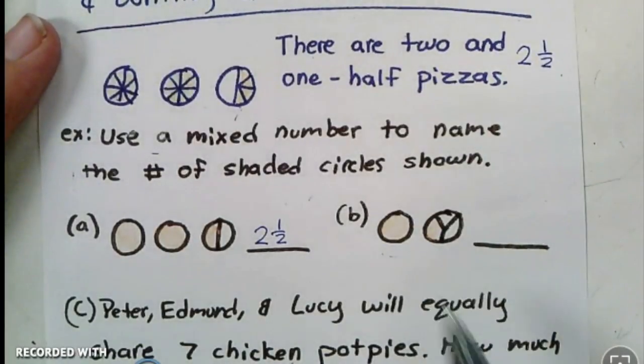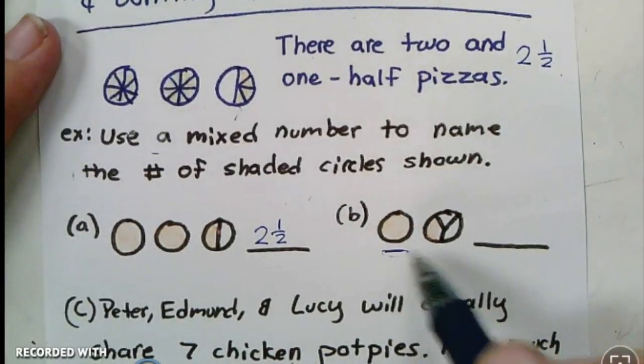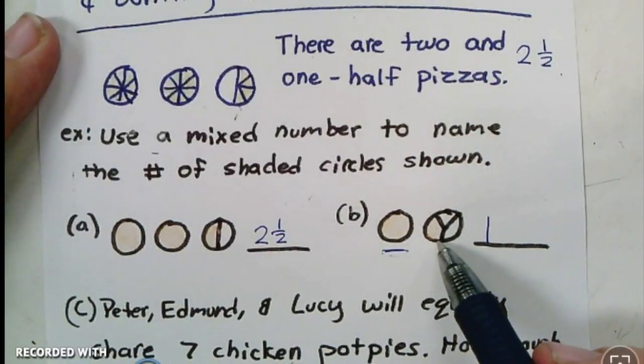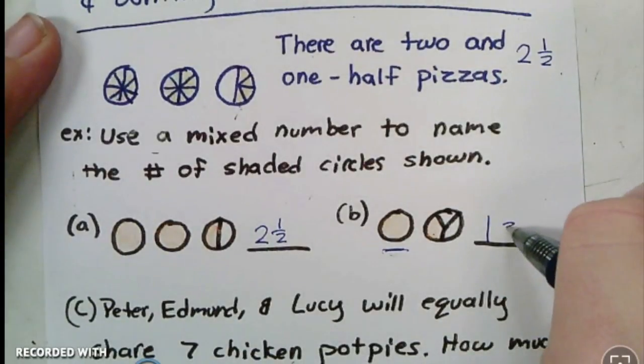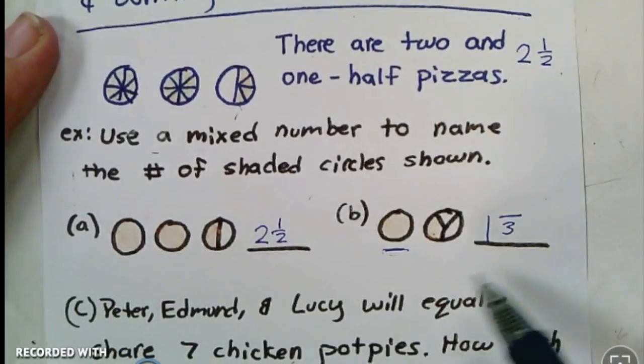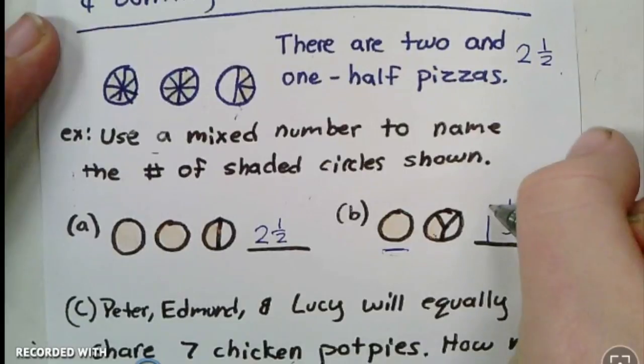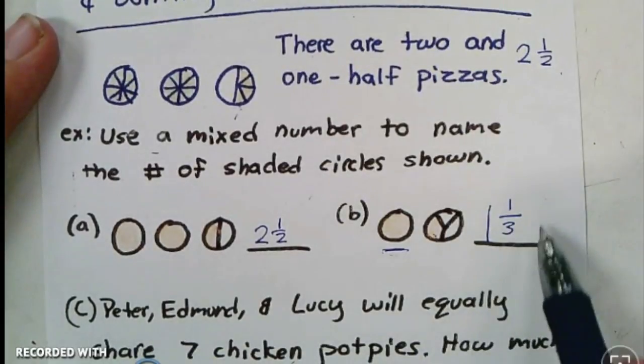Let's look at that example B. So here, how many wholes do we have? 1. And then for this one, how much of this whole is shaded? Well, remember, we're going to count how many parts there are: 1, 2, 3, and that becomes our denominator. And then we're going to count how many of those parts are shaded in, and we have 1 to be our numerator. So our answer is 1 1/3.